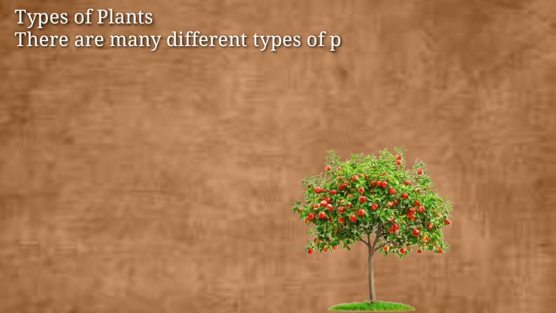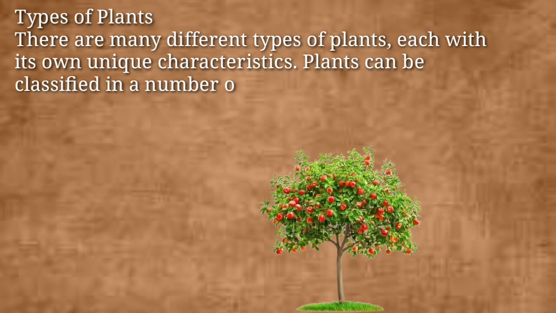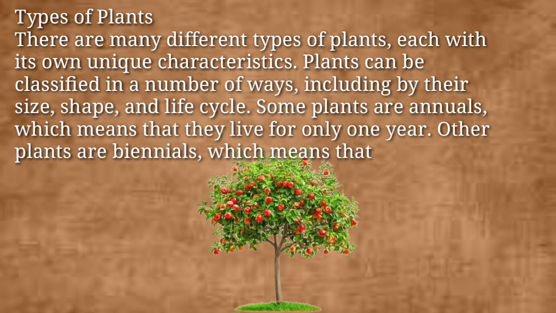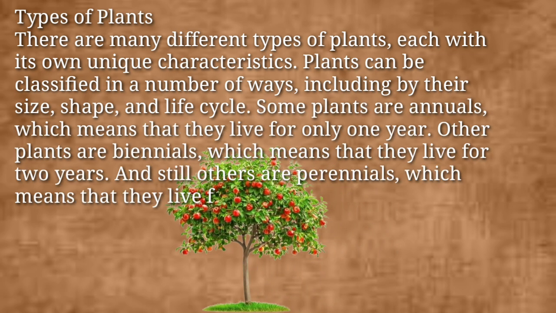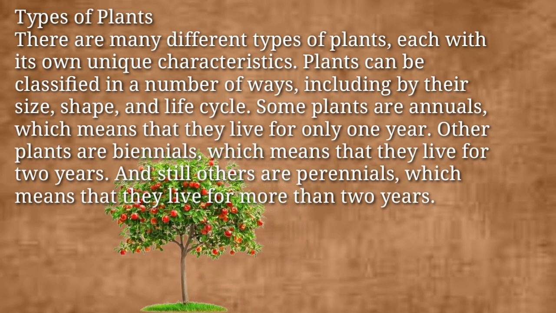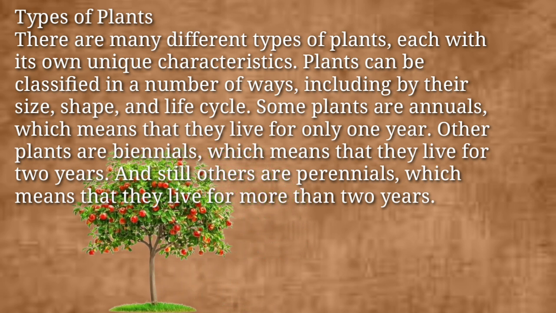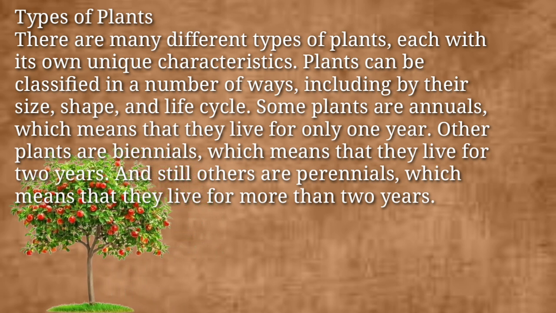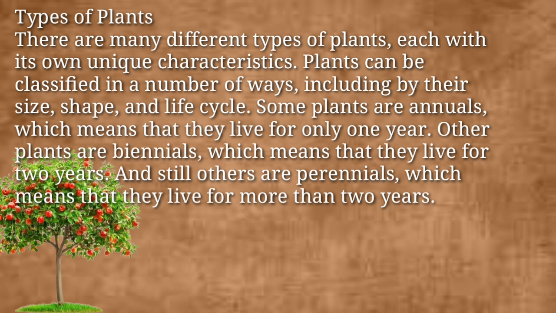Types of plants. There are many different types of plants, each with its own unique characteristics. Plants can be classified in a number of ways, including by their size, shape, and life cycle. Some plants are annuals, which means that they live for only 1 year. Other plants are biennials, which means that they live for 2 years. And still others are perennials, which means that they live for more than 2 years.